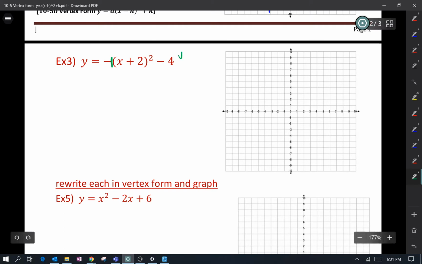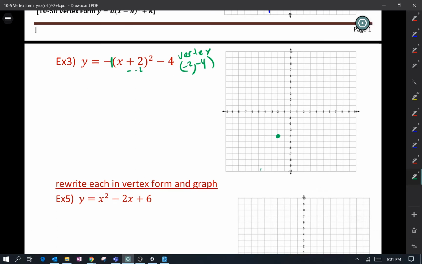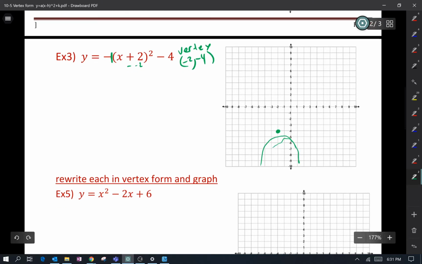So our vertex, remember, what am I subtracting here? I'm subtracting a negative 2, right? So it's going to be negative 2. What am I adding here? A negative 4, right? Okay, so the vertex is at negative 2, negative 4, and it's opening downward, so I know it's going to do something like this, right? I don't know what it looks like yet, but I know it's going down. So let's try some numbers.